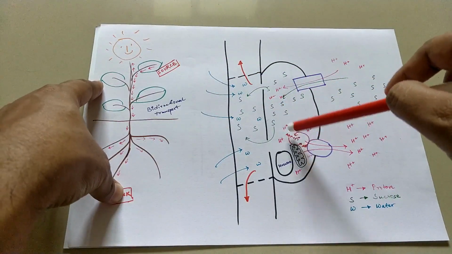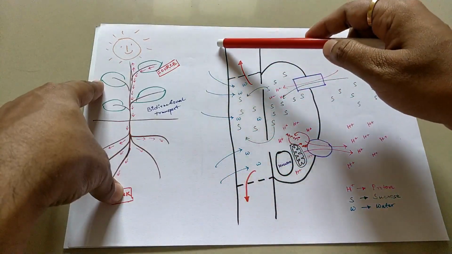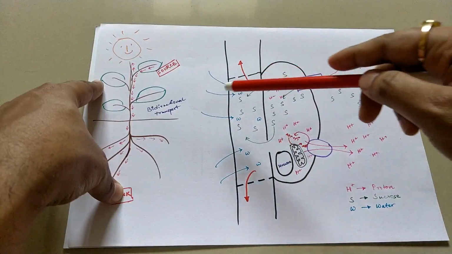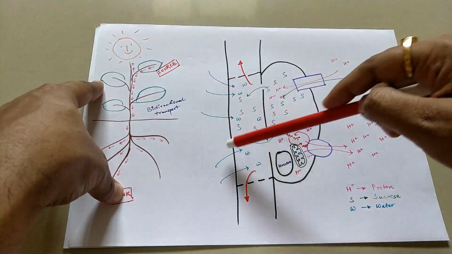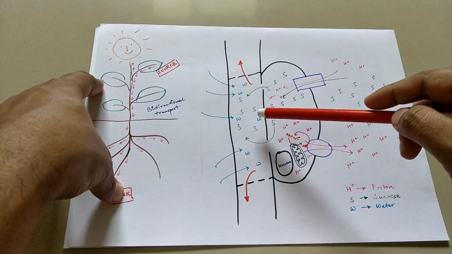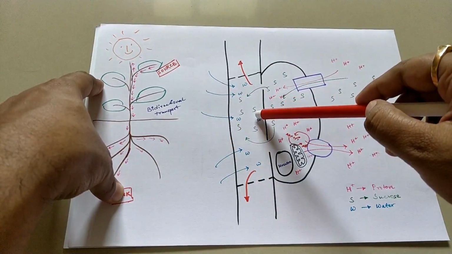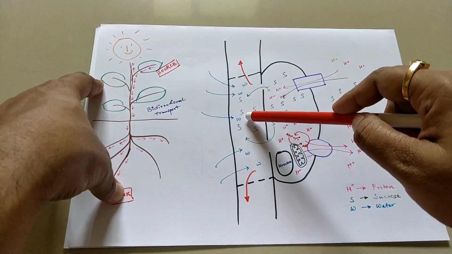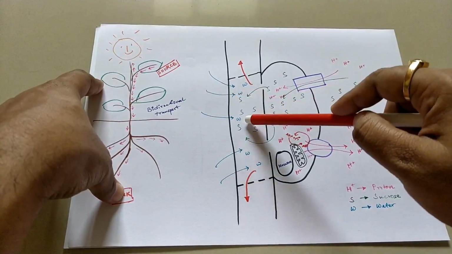Now if you remember, I told you this side will be having xylem going alongside. So from the xylem, the water will start getting drawn in. Once you draw in the water, it will create hydrostatic pressure. There will be a development of hydrostatic pressure.